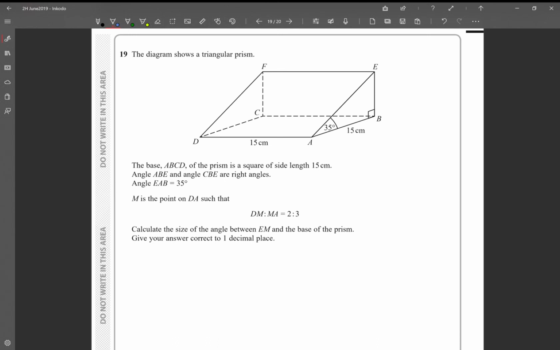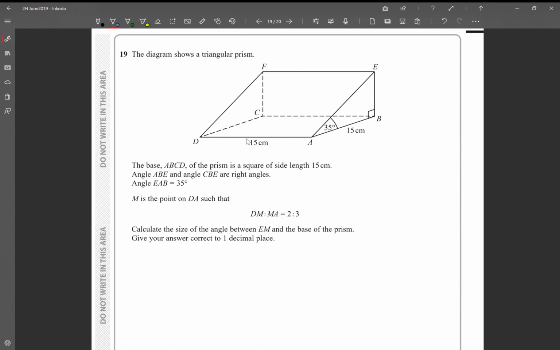Alright, so here's a question from the June 2019 paper, question number 19. We're right near the end of the paper now, and what we have here is a triangular prism. You've got an angle, a couple of sides, and then you're also given a ratio. If you look at the ratio down here, D to M and M to A.